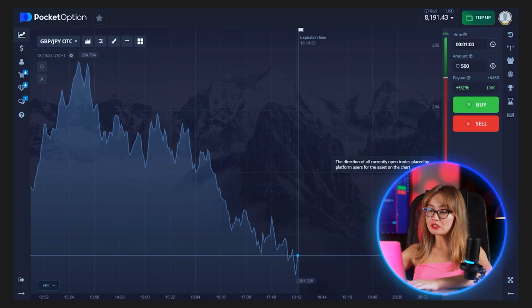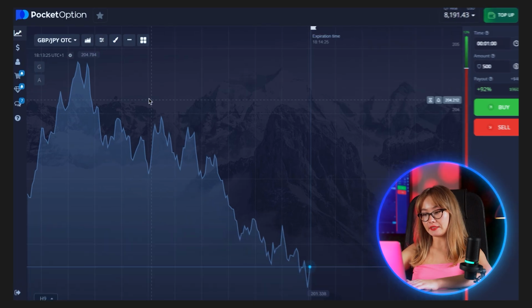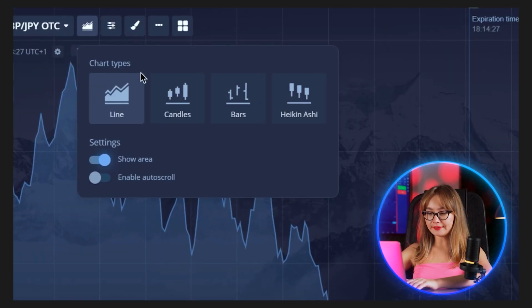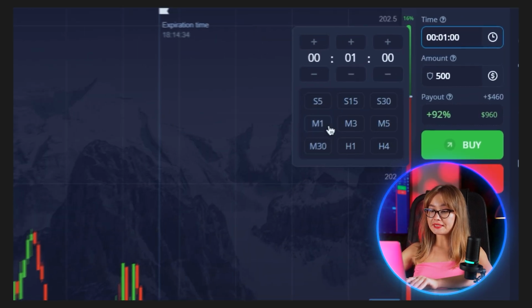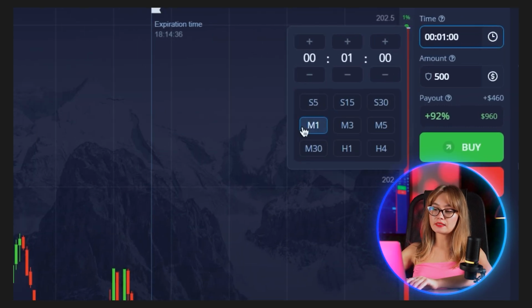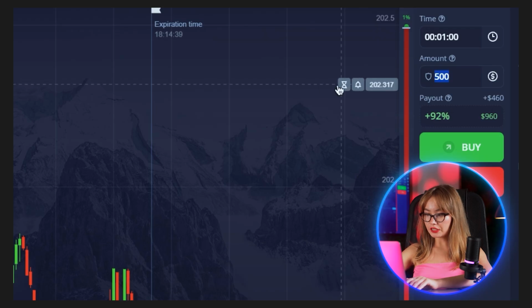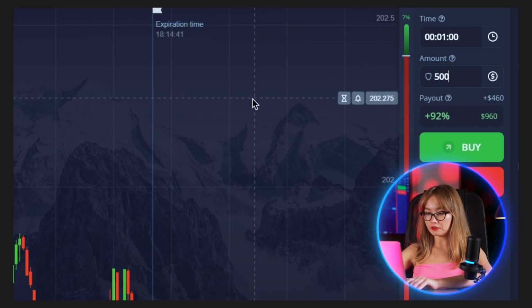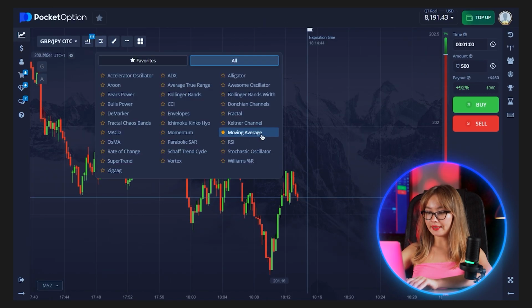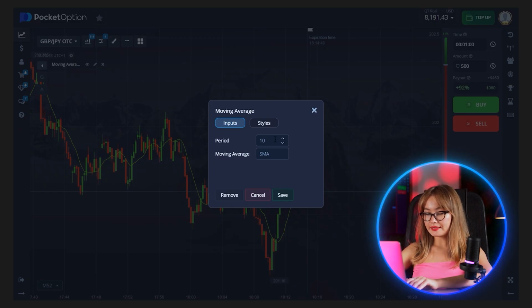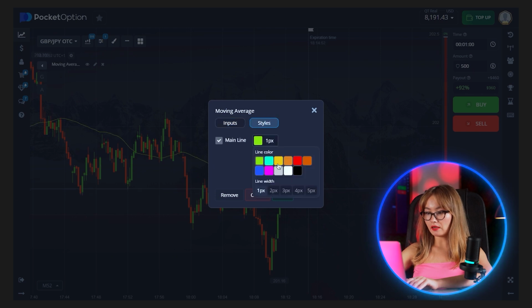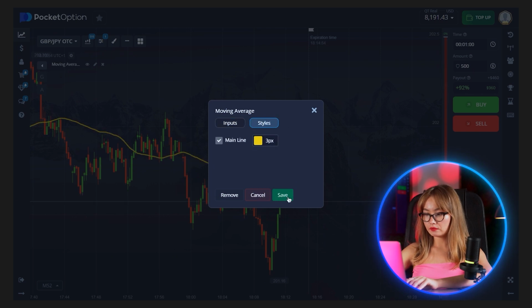Now let's get to trading. First, let me show you how to set up the indicators. We need Japanese candles with a 15-second time frame. The trade's expiration time is 60 seconds and I'm entering with 500 bucks. Now let's select the indicator. We need the moving average. Let's tweak it a bit, change the period to 50, yellow style with a thickness of 3.